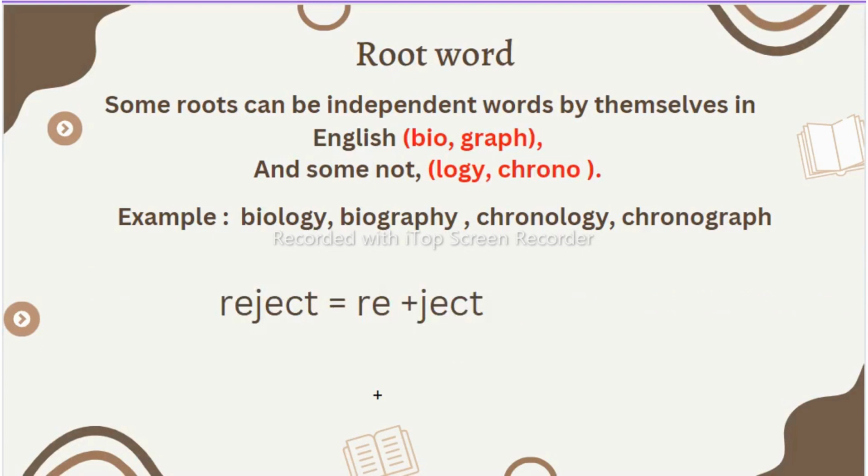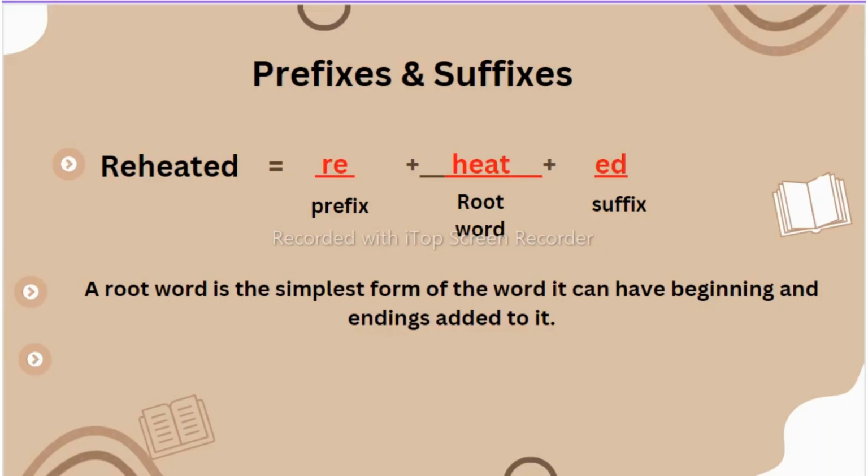But some root words don't stand independently, as I told you. If you see the word reject here, which has two parts in it, re, which means again, and ject, it is a Latin root word. It cannot stand independently. It needs a prefix to give a clear meaning. So when we add this prefix to this root word, it gives a complete meaning, which is reject.